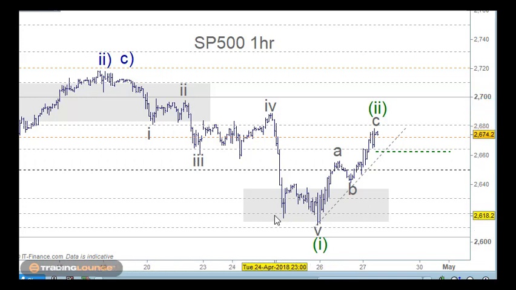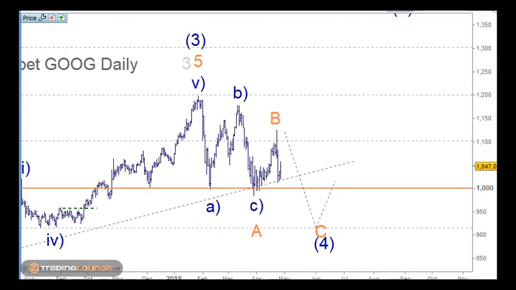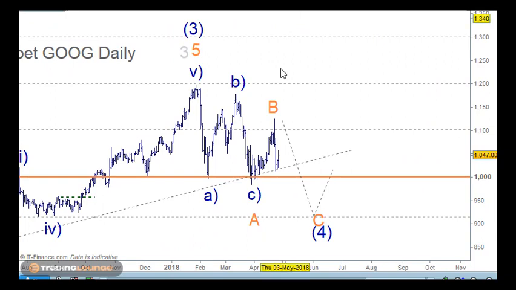Now, if I look at Google, which is a pretty settled, stable sort of stock here, we can look at this in a couple of ways. The problem with this is, well, it's not really a problem. It's the same thing. The move up through here counts as a corrective wave.